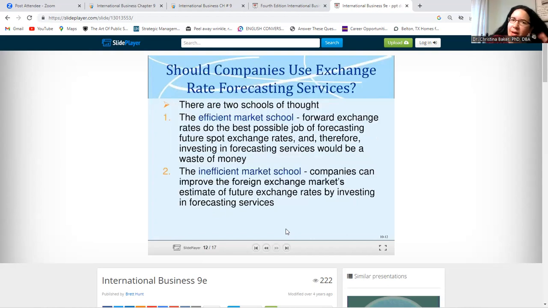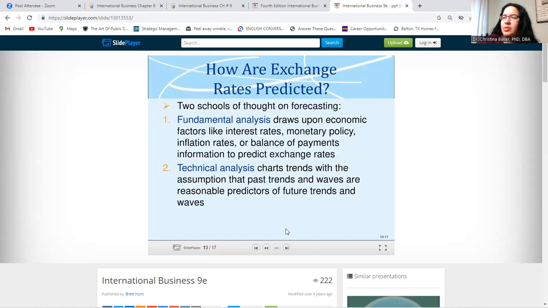There are two schools of thought. The efficient market school says forward exchange rates do the best possible job of forecasting future spot exchange rates, and therefore investing in forecasting services would be a waste of money. The inefficient market school says companies can improve on the foreign exchange market's estimate of future exchange rates by investing in forecasting services. Two schools of thought on forecasting.